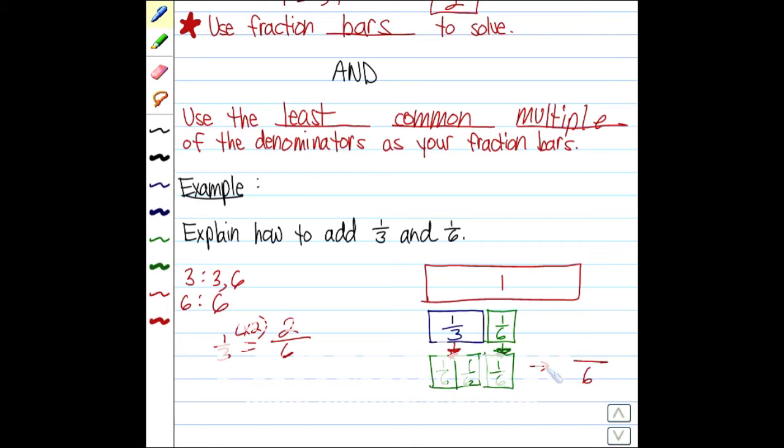Okay, now to solve, I'm just going to add these up here. So I have 6 in the denominator, and then I have 1, 2, 3 bars here, so 3/6. And again, this is not in simplest form. Both are divisible by 3, so 3 divided by 3 is 1.